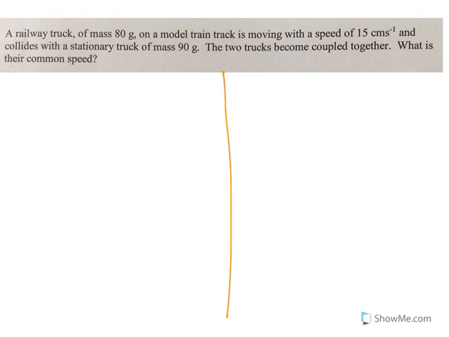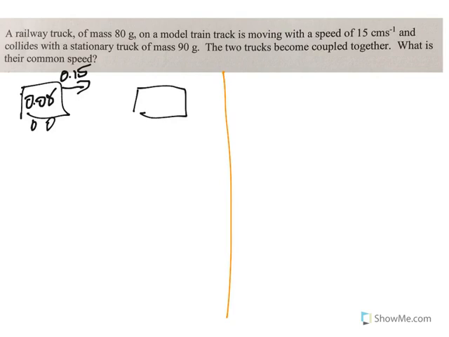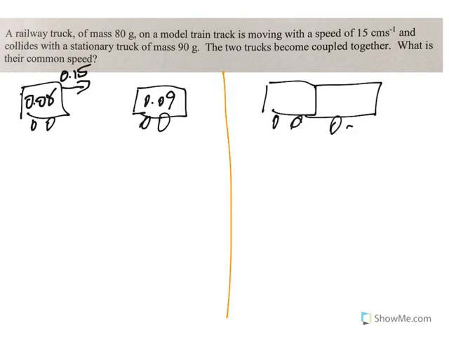Here we go, a railway truck of mass 80 grams. So here's our truck, 80 grams, and 80 grams is 0.08 kilos, travelling at 15 centimetres per second, which is 0.15 metres per second. It collides with one that is not moving at all. And then it says the two trucks become coupled together. What is their common speed?